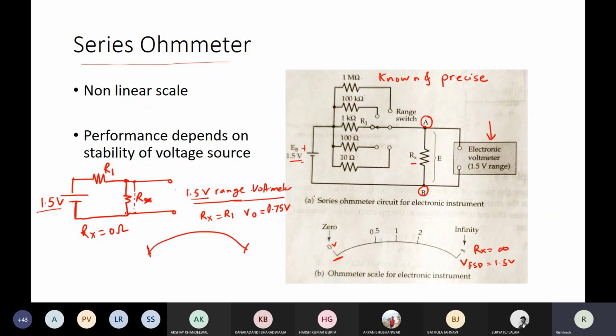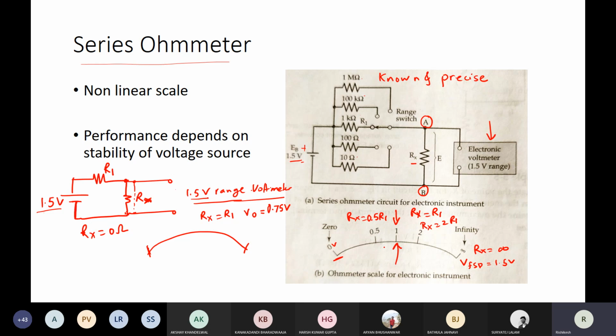0.75 volts, half of that, half of the supply voltage. So in the middle, you will see the deflection at this position corresponding to Rx is equal to R1, right? If you calculate on the right hand side, this is Rx is equal to 2R2, so 2R1. This is Rx is equal to 0.5 R1.